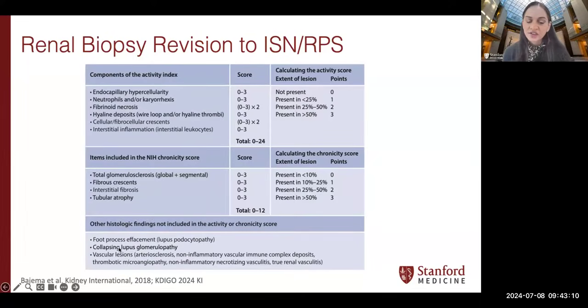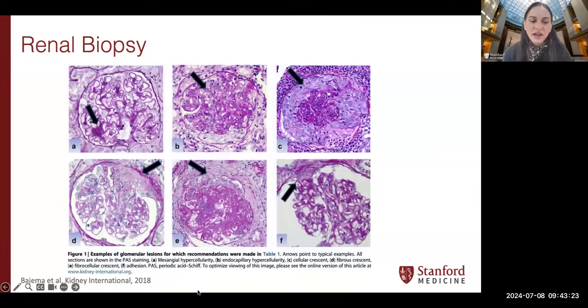And just remembering that other histologic factors are not included. So again, there are these other disease entities in lupus for the kidney, like collapsing lupus glomerulopathy or vascular lesions or what we call a thrombotic microangiopathy. So these are other things that they'll report out that we didn't include in the score. So again, in this new definition in 2018, now we have more specifics with mesangial hypercellularity, specifically endocapillary hypercellularity. So again, as you can see, this one has more of these cells that are there.